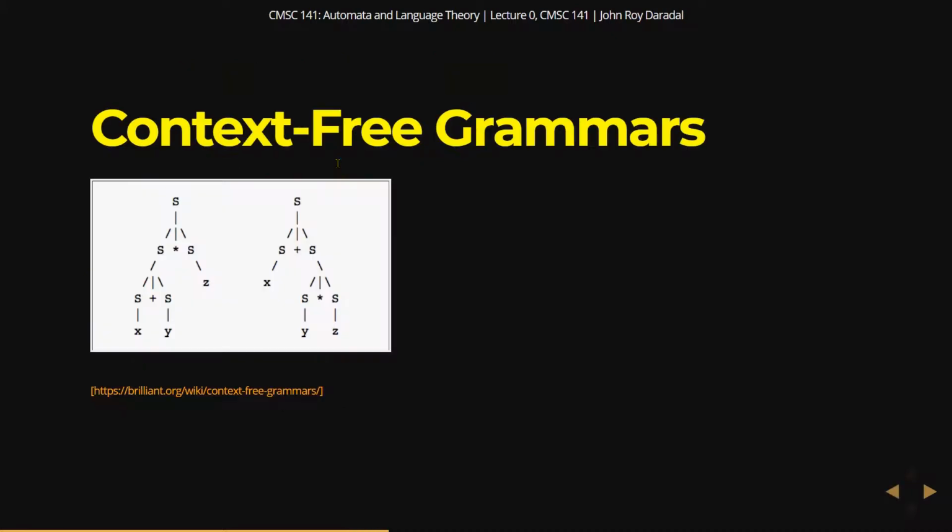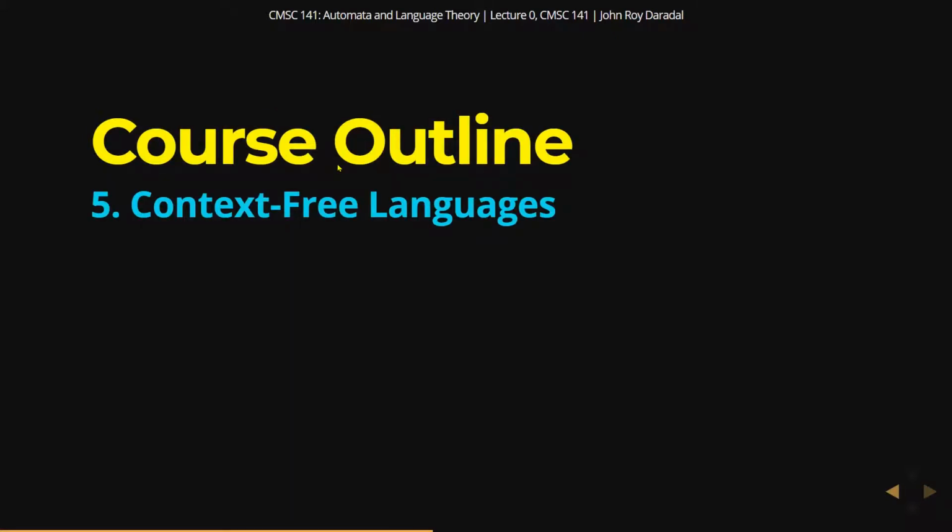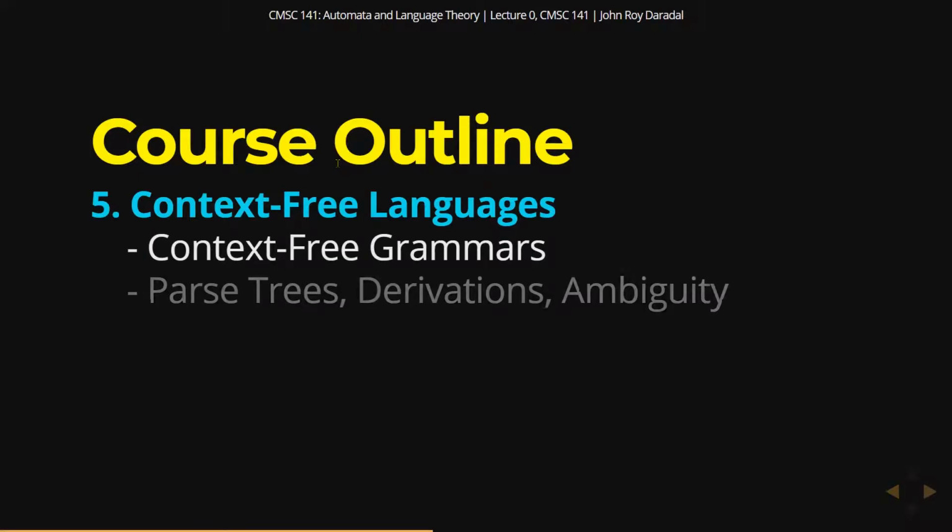Okay, so the second set of topics is for context-free grammars, and this would correspond to our second long exam topics naman. So for context-free grammars, we have the context-free languages. So context-free grammars, we'll discuss parse trees, how to derive from parse trees, and also discuss a little bit about ambiguity in grammars.